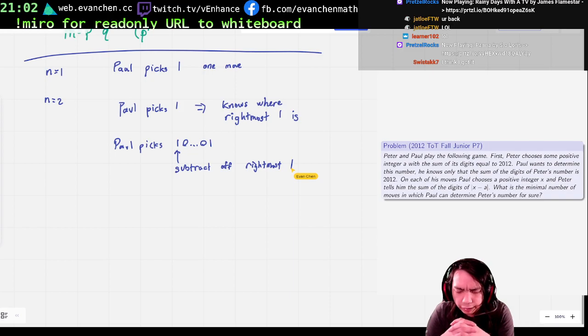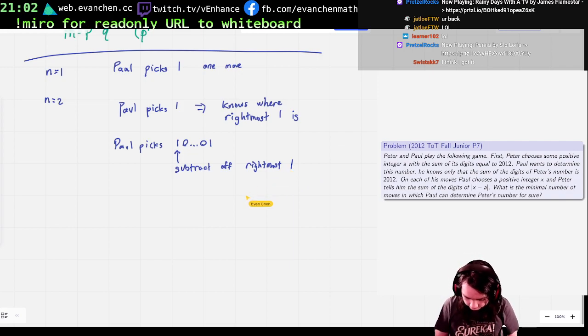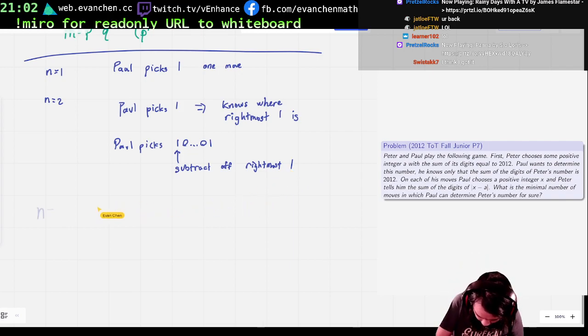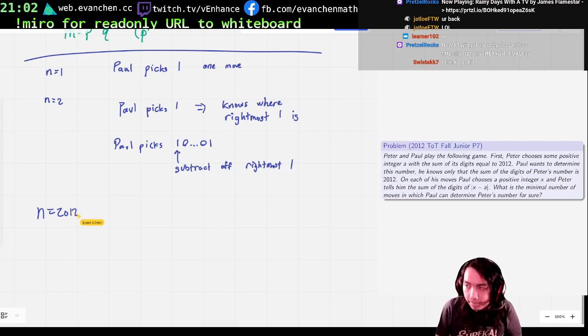Does this work in general though? Okay, this seems too good to be true. But what if you do the following? For n equals 3, or for n equals 2012. So Peter has some number. We don't know what it is. Paul starts by picking 1.